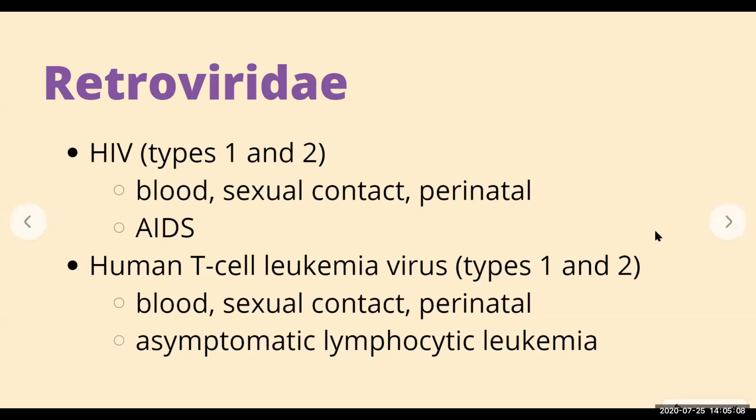Kumbaga. And then you have your human T-cell leukemia virus, types 1 and 2. So, this is transmitted through blood, sexual contact, perinatal. It can cause asymptomatic lymphocytic leukemia. Now, ano ito siya? Lymphocytic leukemia is a type of cancer. So in which the bone marrow makes too many lymphocytes or white blood cells. So it is also called CLL, chronic lymphocytic leukemia.